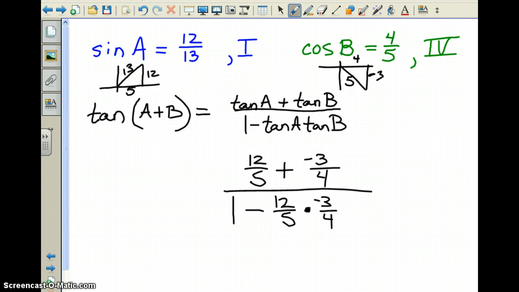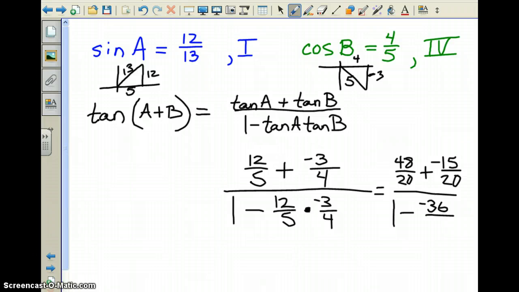And then that's what I'm going to need in my denominator: 12/5 for tan A and times -3/4 for tan B. So up here in the numerator I'm adding these two fractions, so I'm going to need common denominators. So let me make them into 20s. So this will be 48/20 plus -15/20. Down in the denominator, let's multiply those two fractions, which will be -36 over 20.